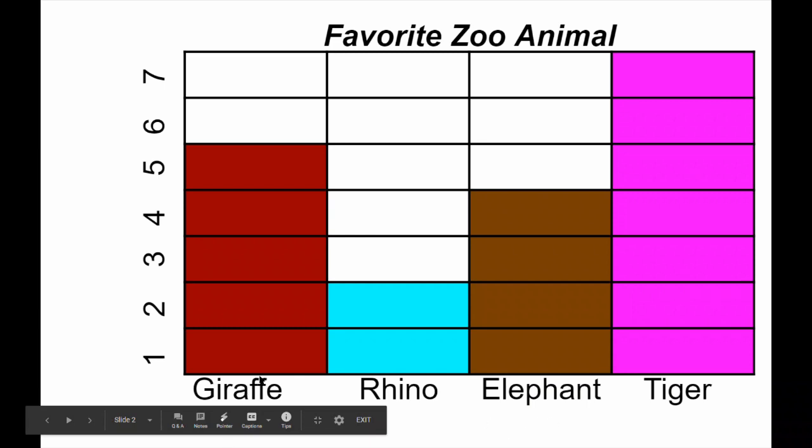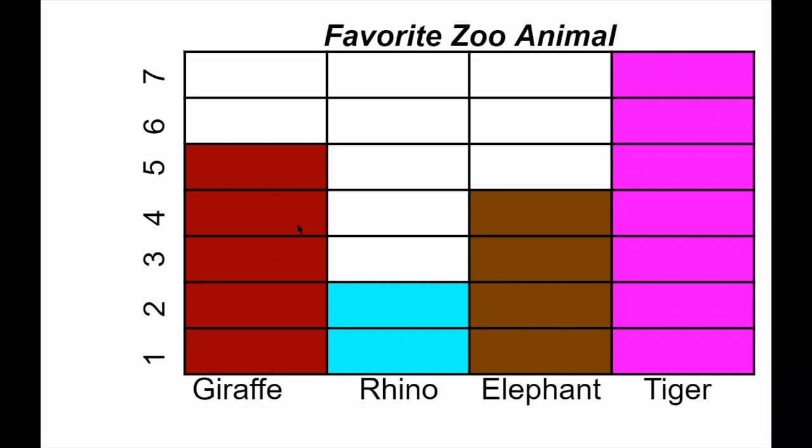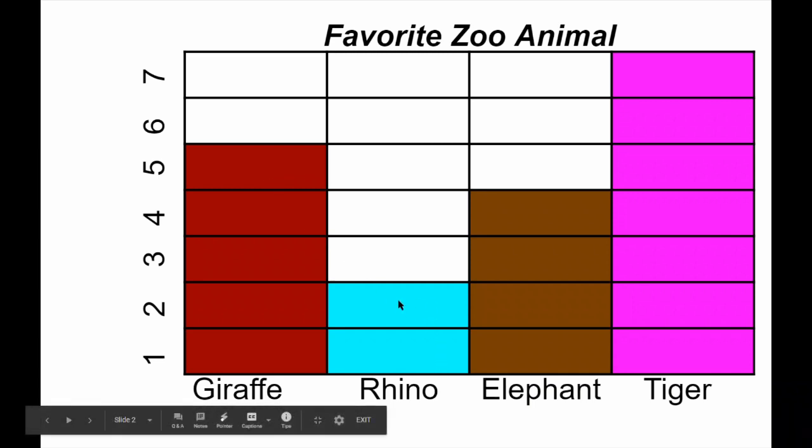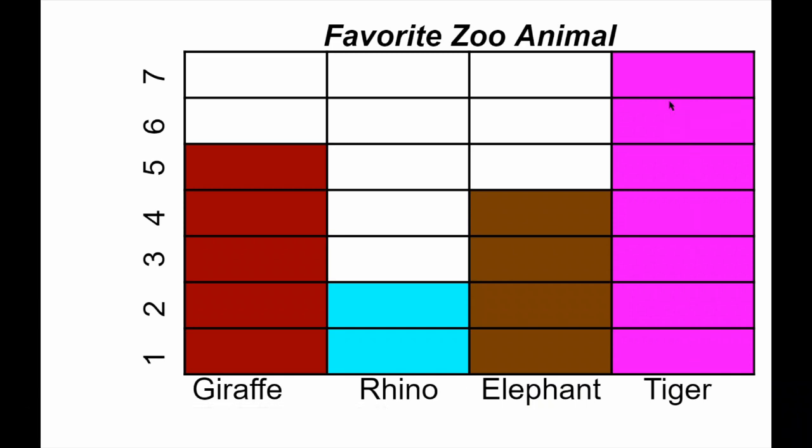Okay, our first one is giraffe, and there are 5. Giraffe as the favorite animal. Next one is rhino. Rhino only has 2. Elephant has 4, and tiger has 7. Now, knowing that data can tell us a lot of information.